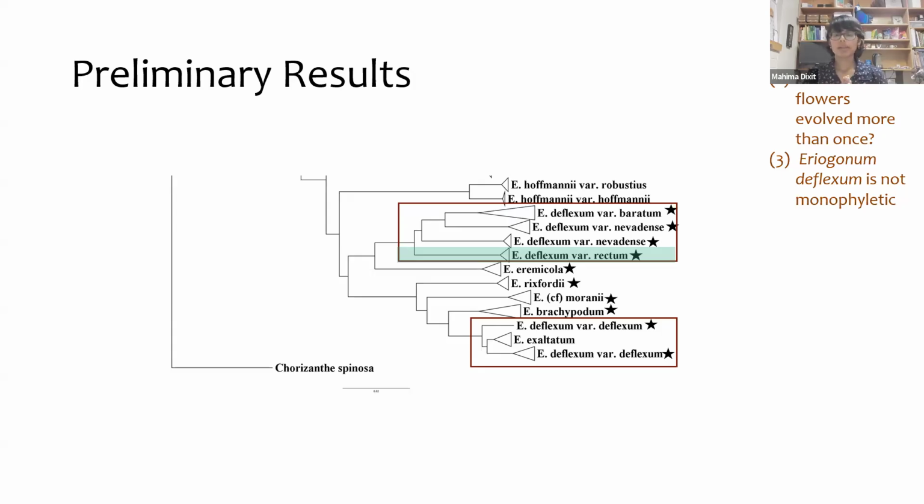But in this case, variety rectum is not showing up right next to variety deflexum, and so it might be its own thing. So that's very interesting. And the last thing I wanted to point out was that we have Eriogonum exaltatum also mixed in with variety deflexum. And this is very interesting because Eriogonum exaltatum is not in the deflexum group because its flowers and involucres are very much pointed upright, or exalted, as the name suggests. So it is very interesting that it ends up nested with variety deflexum.